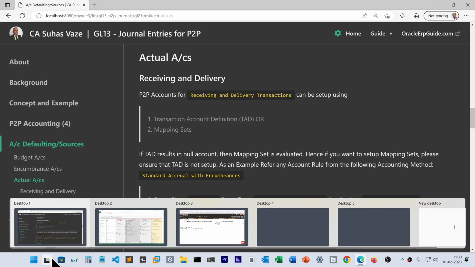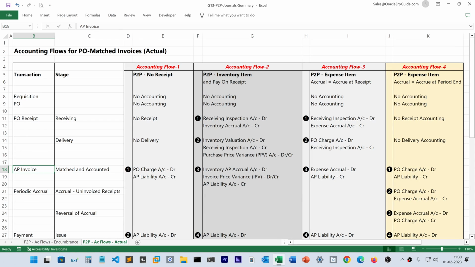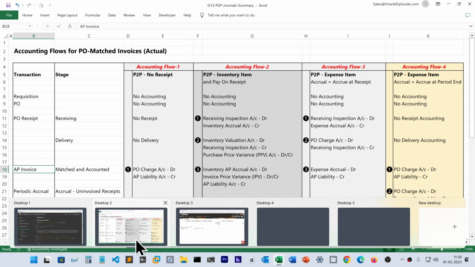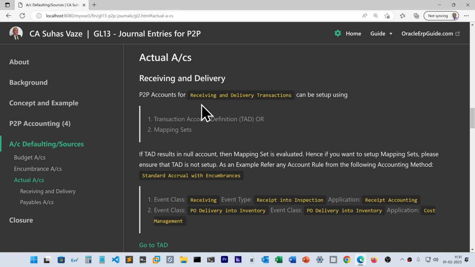So if we go to the spreadsheet, we will see in the actual tab, all the actual accounting starts from the receiving and delivery. That is the reason we are beginning with this receiving and delivery transactions. Now note carefully, if the TAD results in a null account, then mapping set is evaluated. Hence, if you want to set up mapping sets, you may ensure TAD is not set up. As an example, refer any account rule from the following accounting method.